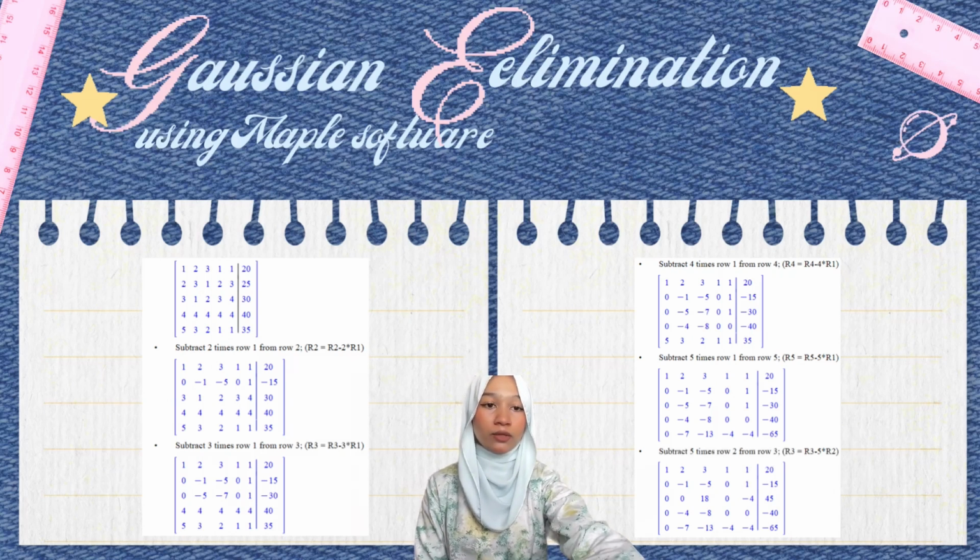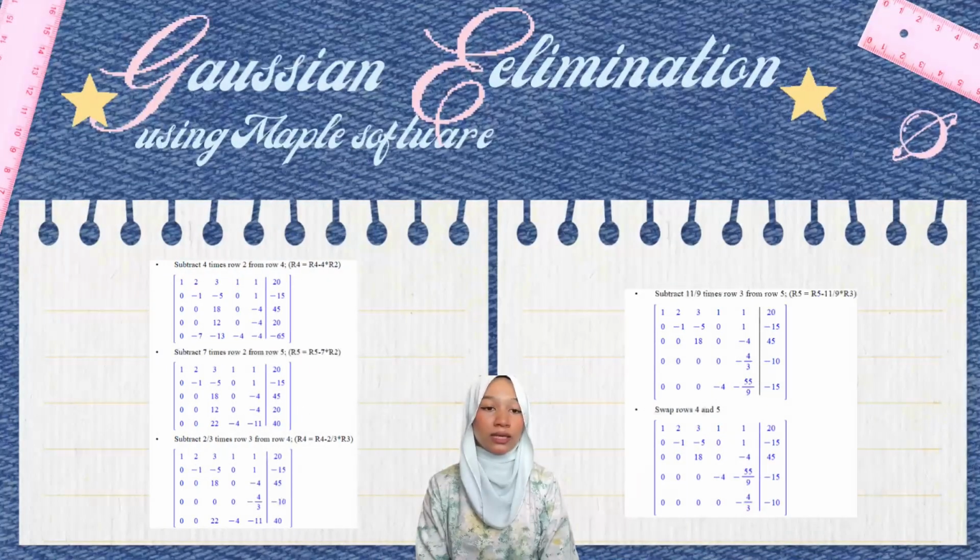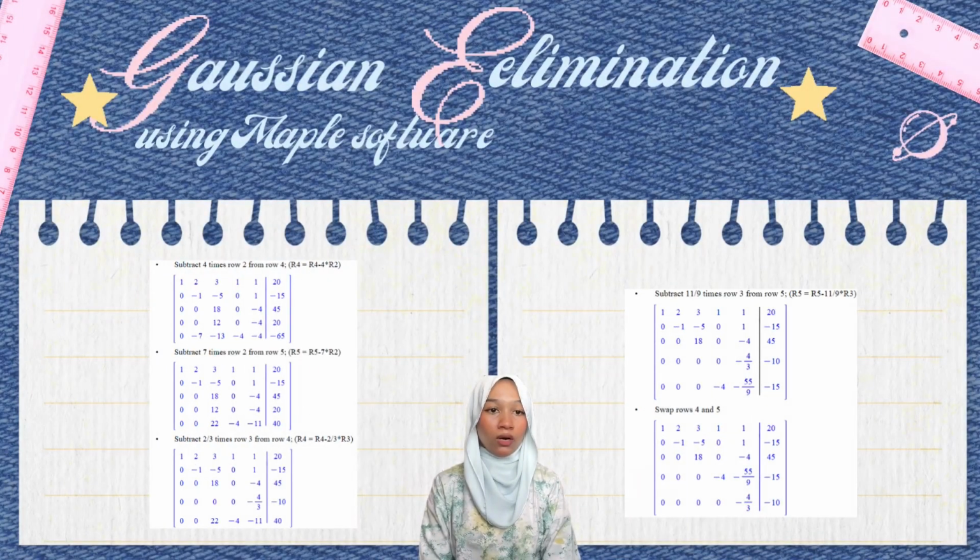And then subtract 5 times row 2 from row 3: row 3 equals row 3 minus 5 times row 2. Then subtract 4 times row 2 from row 4: row 4 equals row 4 minus 4 times row 2. Then subtract 7 times row 2 from row 5: row 5 equals row 5 minus 7 times row 2.